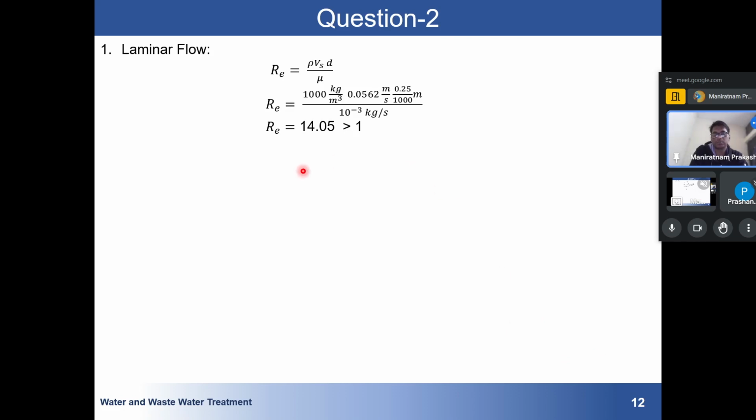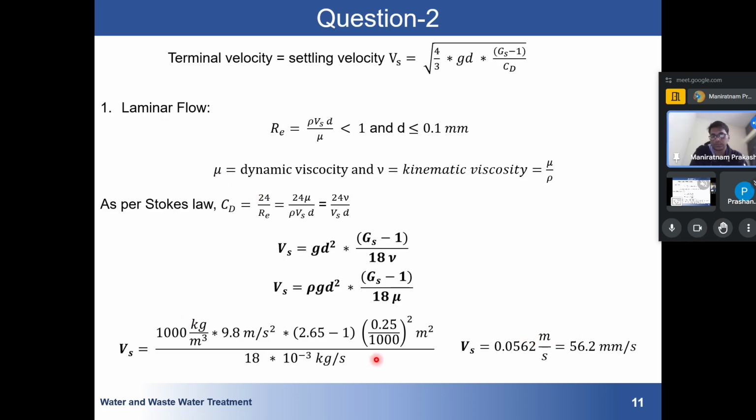Now I will be checking our assumption. We have assumed that the flow is laminar flow, so I will be putting all the values here, and I am getting Re is equal to 14.01, which is greater than 1. But for laminar flow, the Re should have been less than 1. Means our assumption is wrong. Hence the velocity which we found, that is 56.2 mm per second, is wrong.